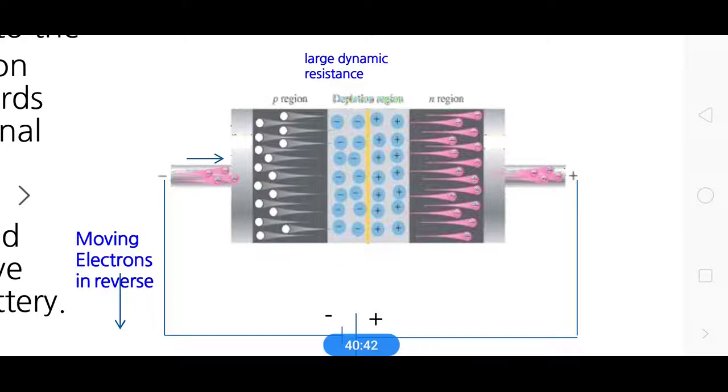But actually it is not happening in the reverse bias. Is the current in the reverse bias zero? No. It is existing. Very small current is flowing in the reverse bias. How is the current generated in the reverse bias? Is it due to majority charge carriers? No, not at all. Why? Because they are moving away from the junction.